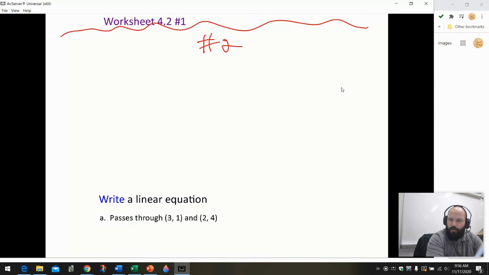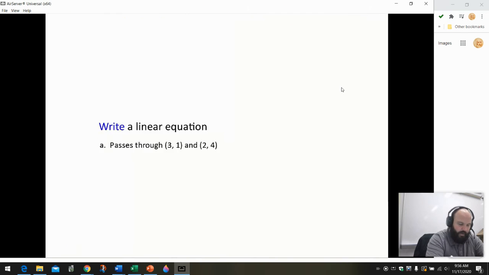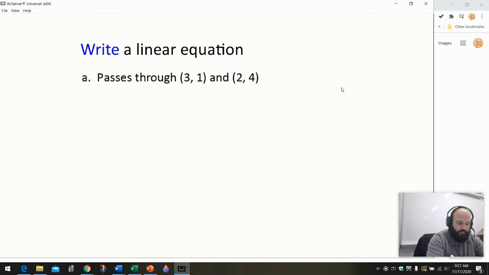So today we're going to continue our discussion in Chapter 4, Section 2. We are still discussing writing linear equations and more specifically using the slope-intercept form of a line. So we are going to continue doing that today. So let's get started. The first example I want to show you is how to write a linear equation when you're given two ordered pairs.